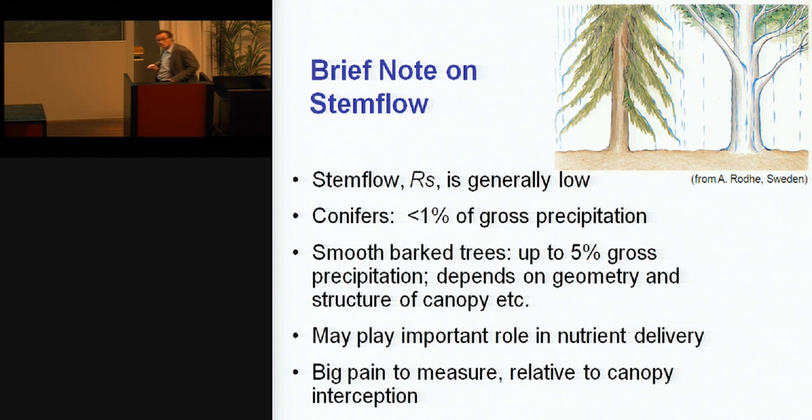This now also connects to what I said before about the channelization of water. When you have certain areas in a tree or a plant where the flow is concentrated, you can have locally even higher rainfall than next to the tree.